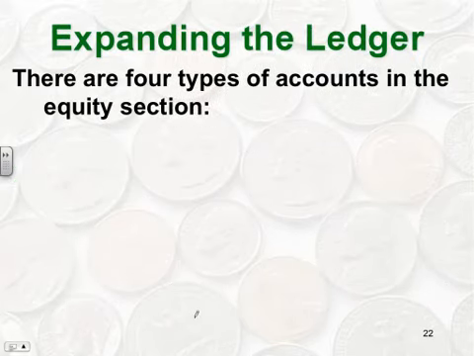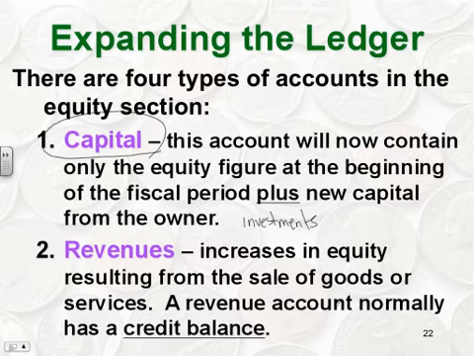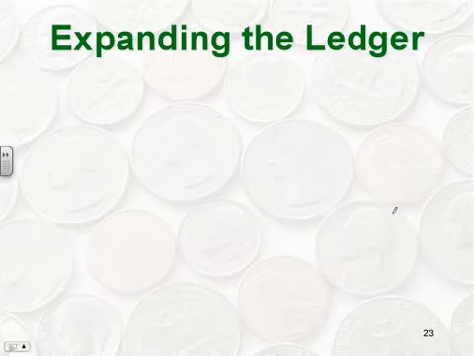Okay, so 4 types of accounts that we've looked at today. Capital. We will use capital now only as the equity figure and the beginning of the fiscal period plus new capital from the owner. So any investments from the owner goes into the account called capital. Revenue, this is an increase in equity resulting from the sale of goods or services. Okay, this has a credit balance. Both of these two have credit balances, normal credit balances.